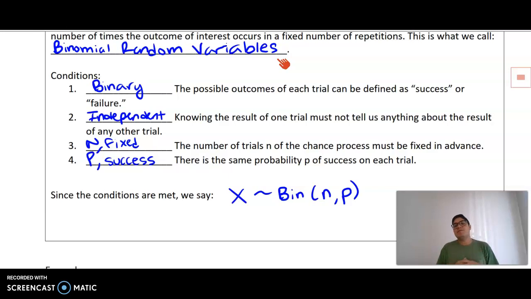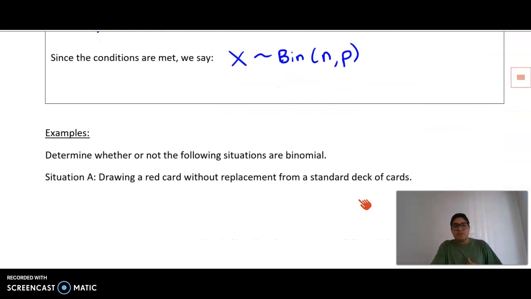And then p is the probability of success. But again, it's independent, so that means it doesn't change from observation to observation. So we call this the BINS. So binary, independent, n fixed, and s for success probability. Now, if all 4 of these conditions are met, we are going to say that x is distributed with a binomial distribution with parameters n, p. So notice this is very similar to x is distributed normally with mu sigma. So now we are showing different distributions.